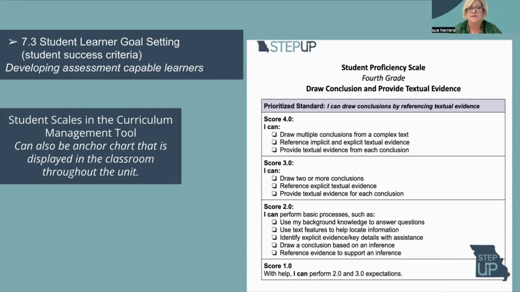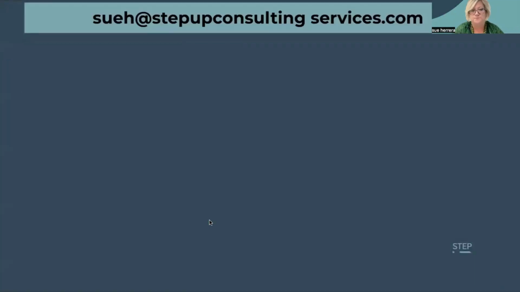We would want to create this with them, and perhaps even on an anchor chart in the classroom so that they know what it looks like to be right there at proficiency. What would it look like if I could go beyond? And then what would it look like if I was almost there at proficiency? So looking for that in the classroom would align to 7.3.